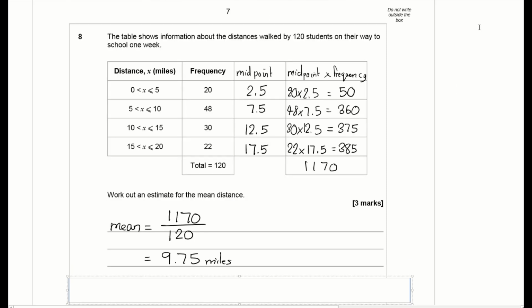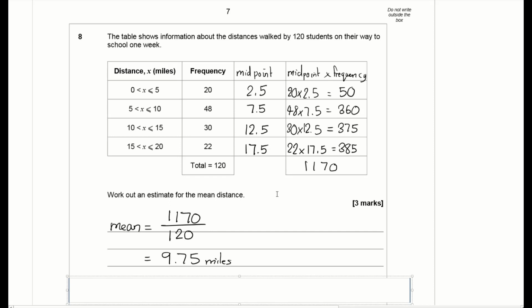Question 8. The table shows information about the distances walked by 120 students on their way to school 1 week. So we have a table that shows distances x miles and frequency. We've also got the total there. We're asked to work out an estimate for the mean distance.